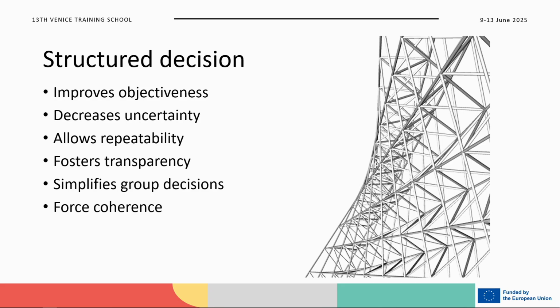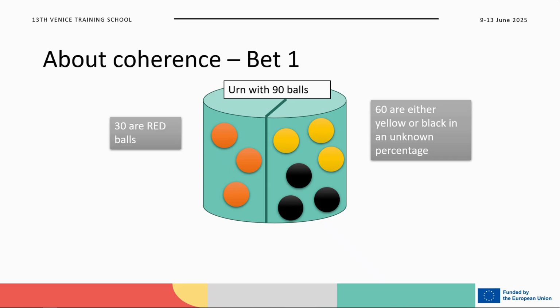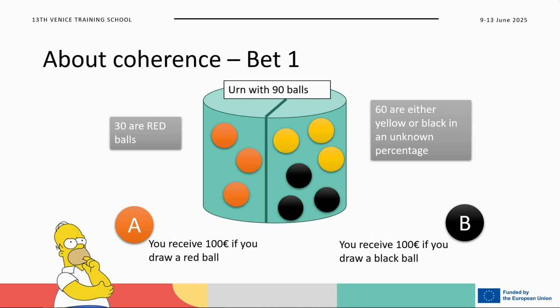This is an interesting point, in my opinion, because we always think we are coherent, but we are not always coherent. So I would like to give you this challenge, and I would like to have one person trying to take this bet. We have an urn with 90 balls, 30 of them are red, the other 60 are a mix of yellow and black. You don't know how many yellow and how many black. And you can buy two different tickets. Ticket A, you receive 100 euro if you draw a red ball. Ticket B, you receive 100 euro if you draw a black ball.